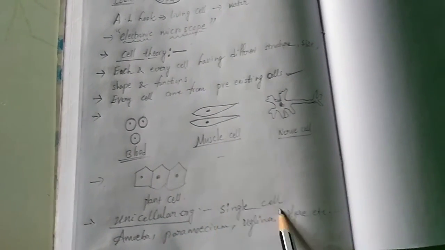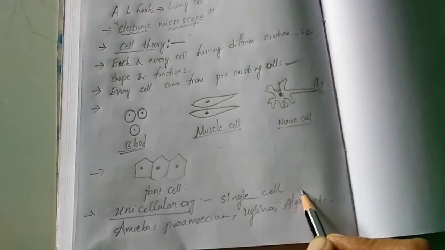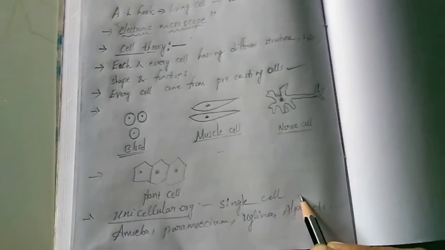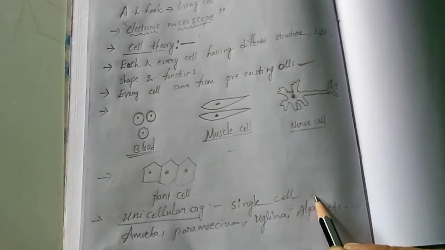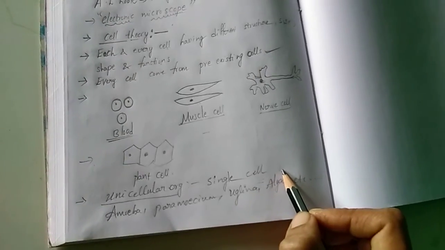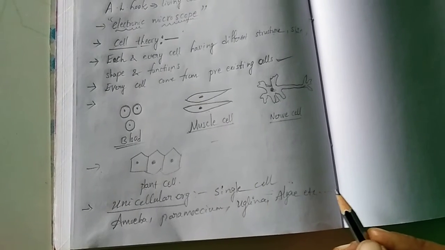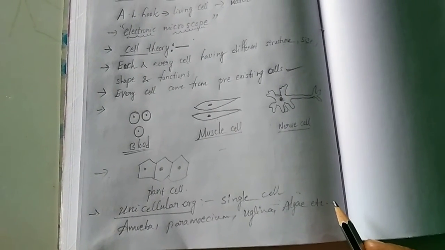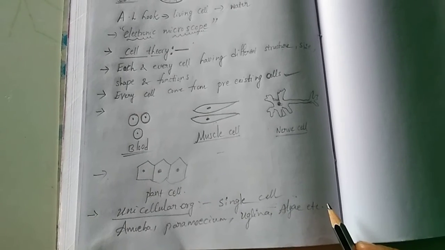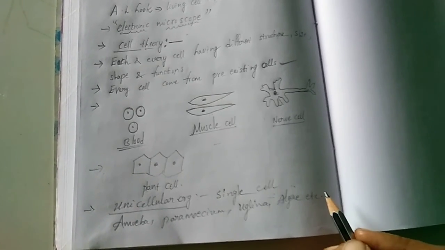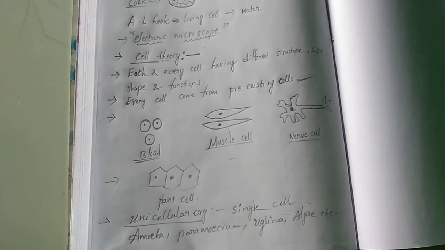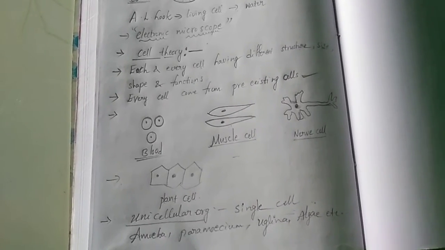In their body only a single cell participates in each and every life process. They do not contain different types of organs and organ systems. Even so, their body will undergo all the life processes like ingestion, digestion, absorption, excretion, etc. The single cell will be able to fulfill all the life processes in their body itself.